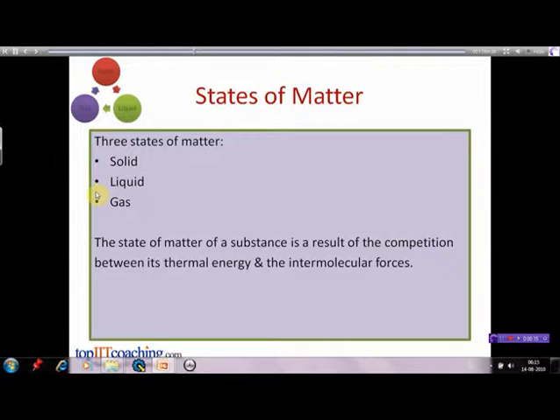There is one idea that we must understand if we are to appreciate the differences between the three states of matter. It is that the state in which a substance exists is the result of the competition between the intermolecular forces which keep the molecules of the substance together and the thermal energy, which we also call heat energy, which moves them apart.